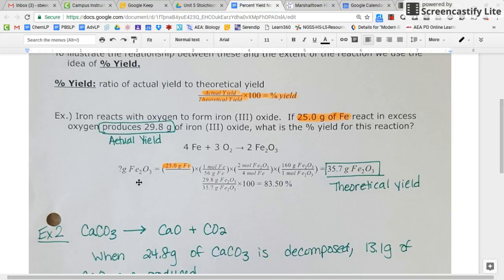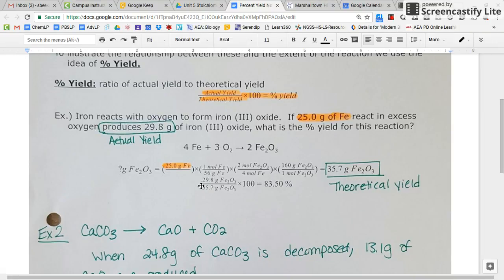We have to calculate theoretical yield using stoichiometry. So we need to figure out, if we start with 25 grams of iron, how much iron 3 oxide could we theoretically produce? And you already know how to do this. So we put our 25 grams over 1. We convert it to moles. We do the mole ratio step where we're going from the moles of iron, the reactant, to moles of iron 3 oxide, the product, and then you go to the mass of iron 3 oxide. So that tells us we should get, under ideal conditions, which never happen, 35.7 grams of iron 3 oxide.